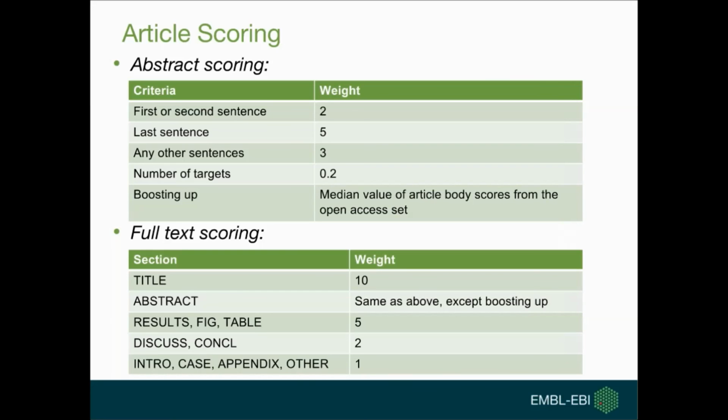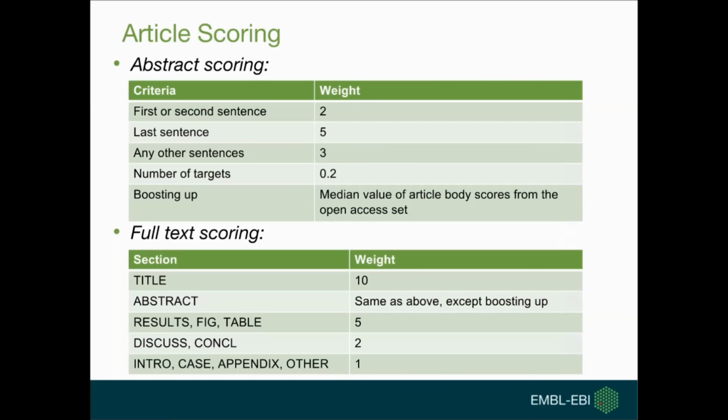The second sentence or first sentence usually is an introductory sentence, so we assign it the lowest weight, 2. We also take into account the number of targets in the article. And since article abstracts lack a body, we added a boosting factor to the score. This boosting factor is the median value of the article body scores from the open access set that we obtain.